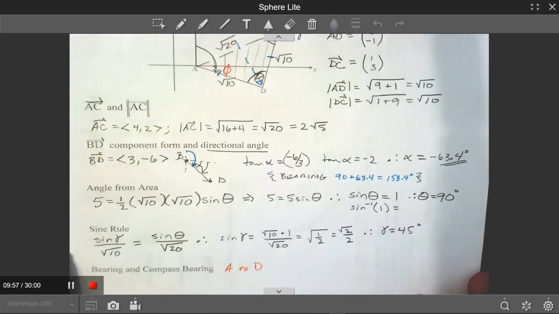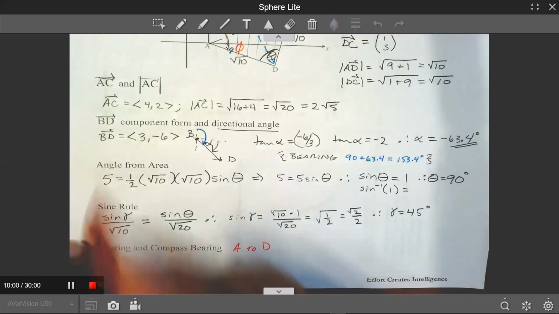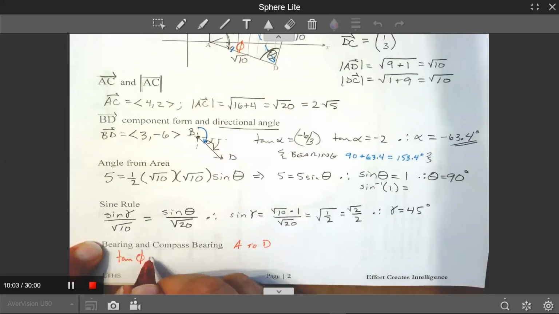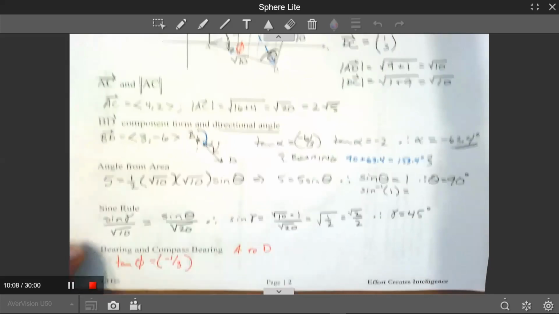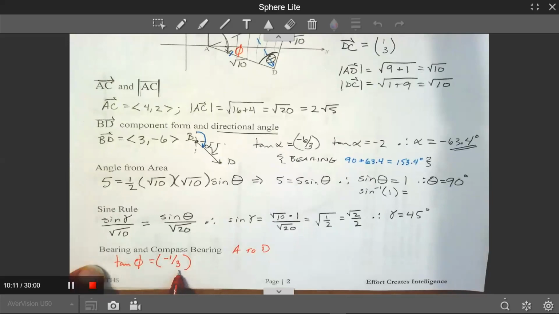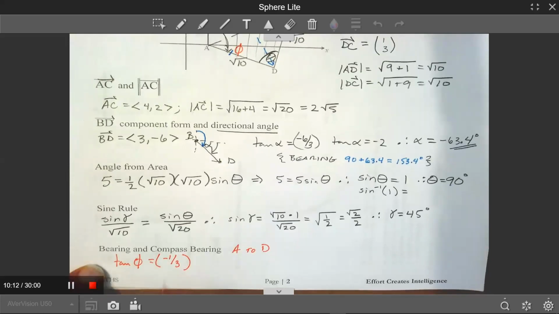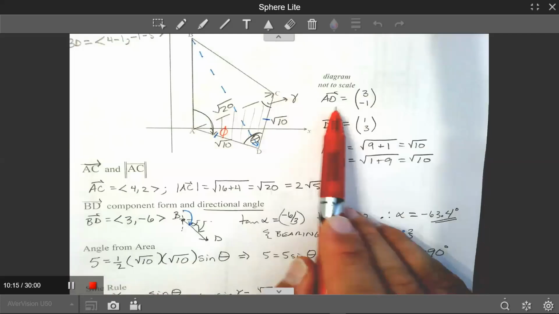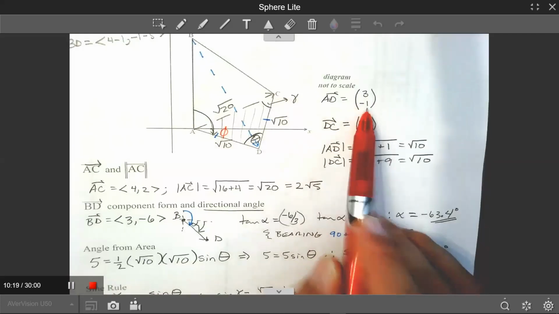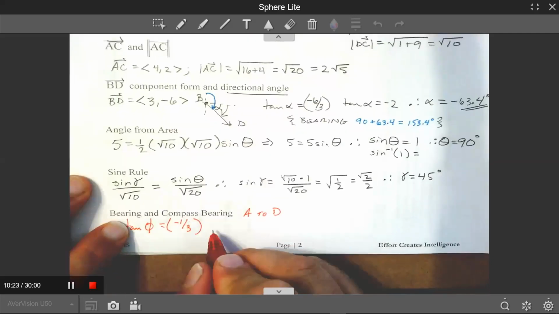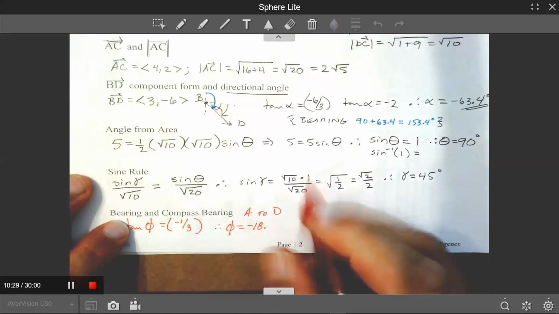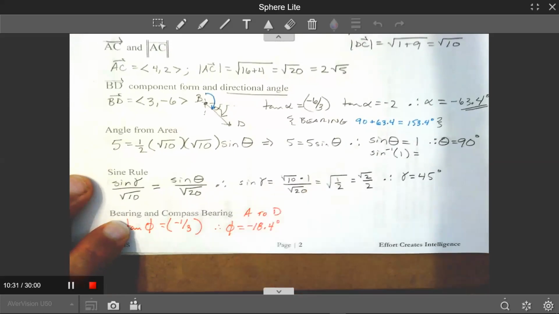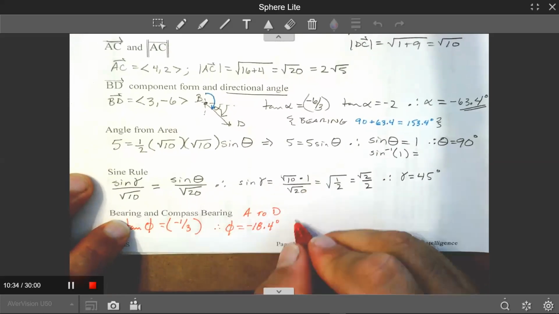What do we know about phi? We know that the tangent of phi is going to be equal to -1/3. Now, some of you may ask, how do we get -1/3? The way we know that is because A to D has an x component and a y component, and we simply do the y divided by the x. Solving for phi is equal to -18.4 degrees.